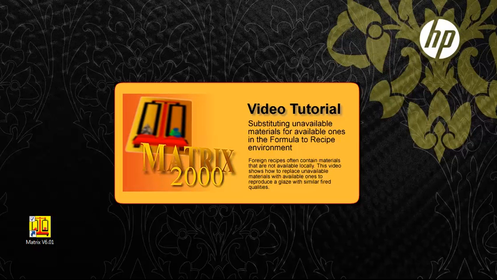In a previous tutorial we made a copy of the recipe Reader's Digest Red in the recipe to formula environment of Matrix. In this tutorial we'll replace the unavailable materials in Reader's Digest Red in the formula to recipe environment. This method will avoid all of the manipulation required in the recipe to formula environment and will give us an exact Unity formula copy. Let's start by booting Matrix and loading the recipe.